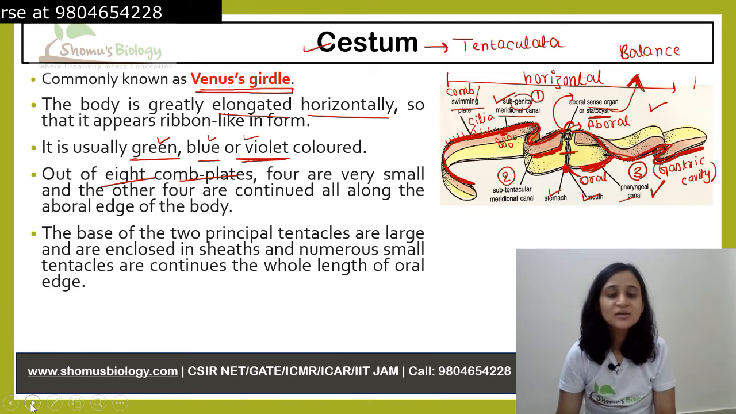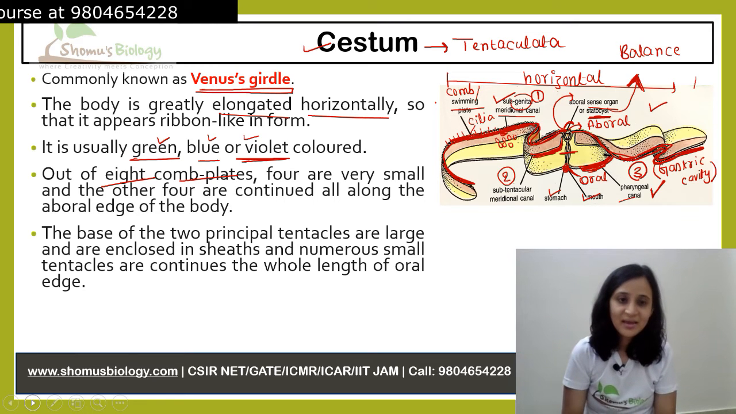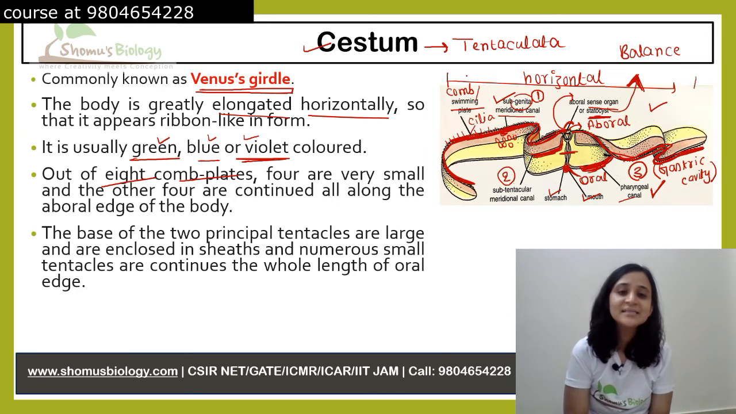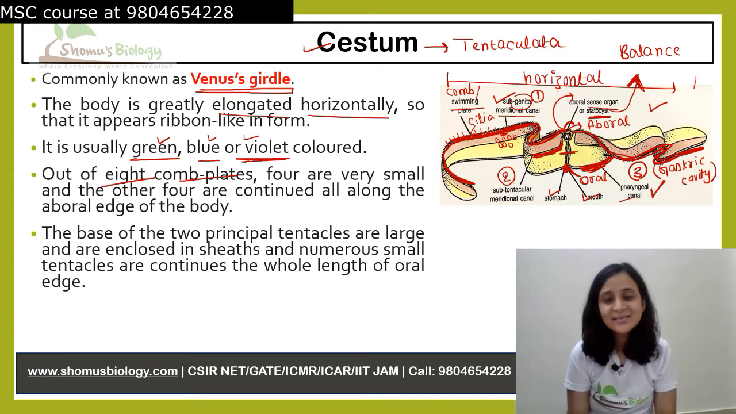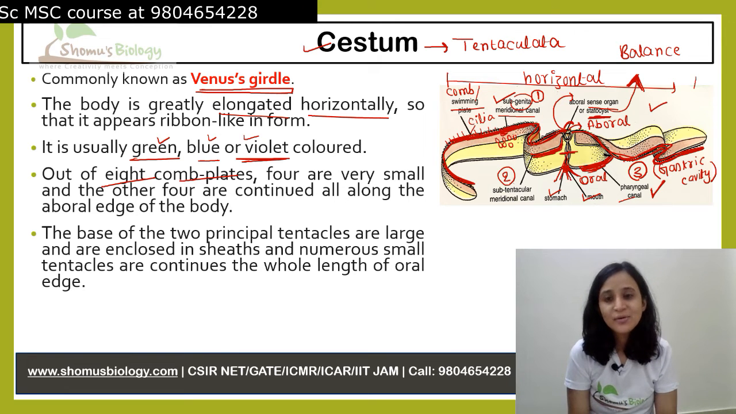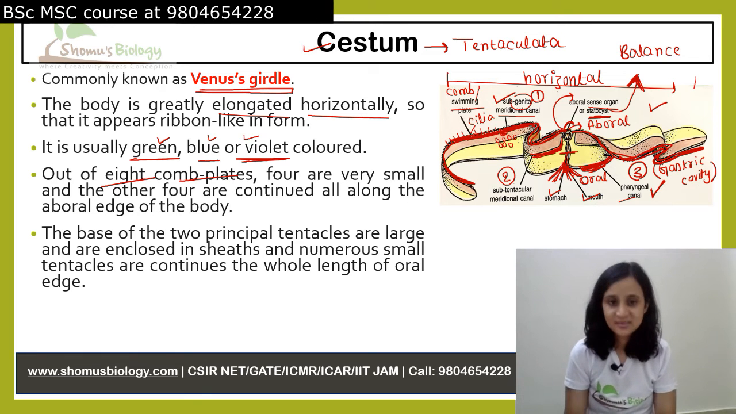The bases of the 2 principal tentacles are large and enclosed in sheaths, and numerous small tentacles are continuous along the whole length of the oral edge. Here in this picture, the tentacles are actually not shown, but on this oral edge you will get some tentacles that are not shown in this picture.